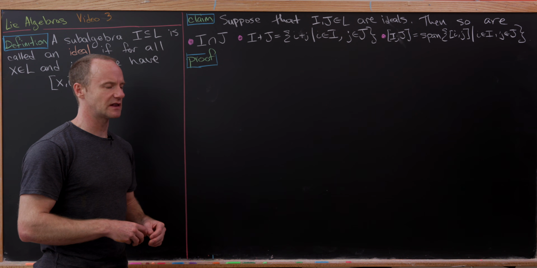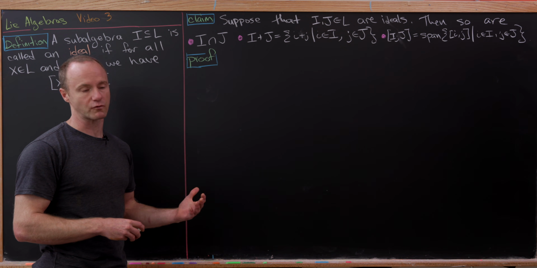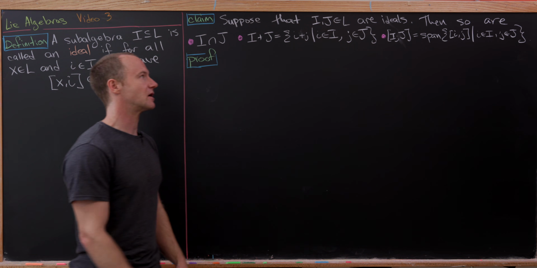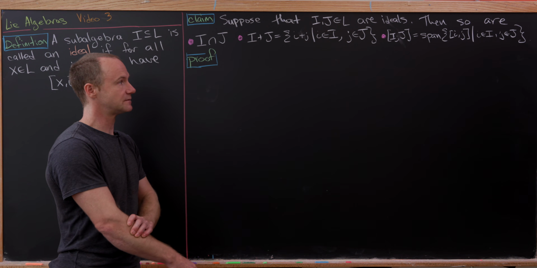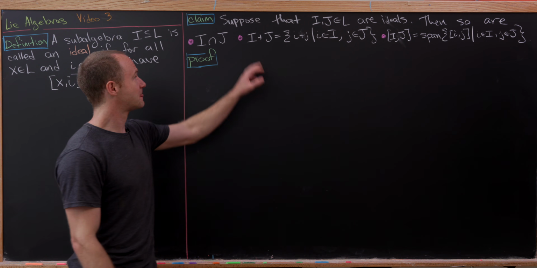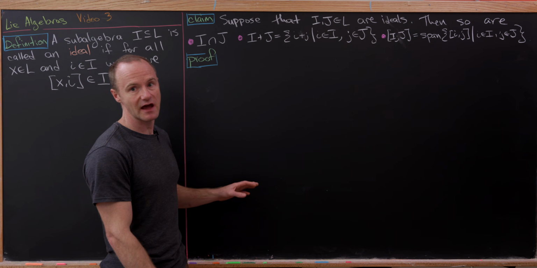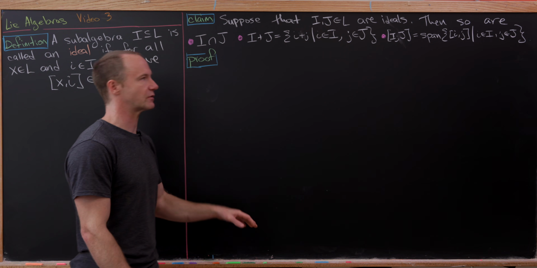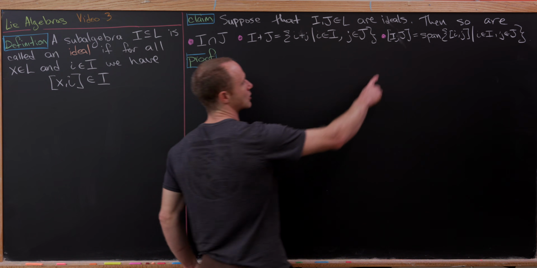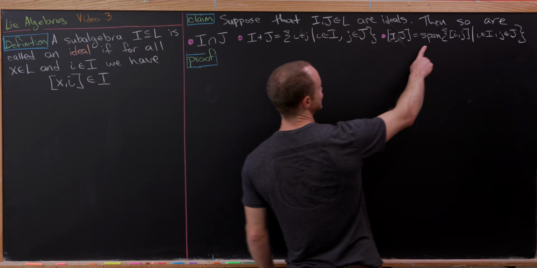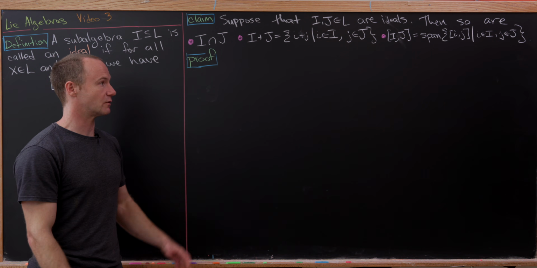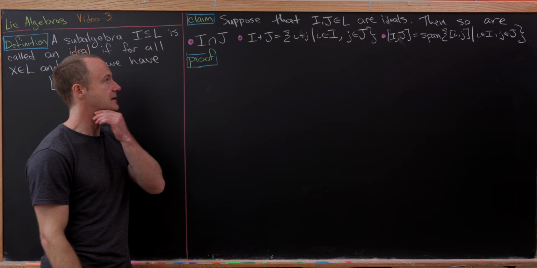And there's a similar claim in the world of rings for a couple of these. Okay, so let's suppose that I and J are both ideals of a Lie algebra L. Then so are, well, I intersect J, I plus J, which is everything of the form little i plus little j, where little i comes from I and little j comes from J. And also this thing that we'll call bracket [I, J], which is the span of all of the elements of the form [i, j], where i comes from I and j comes from J.